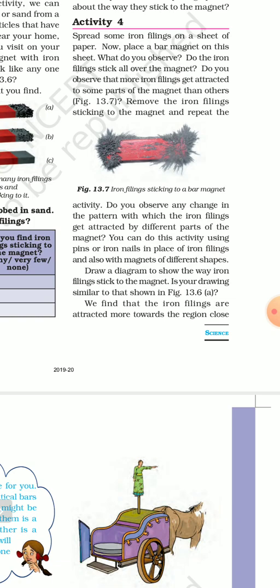Remove the iron filings sticking to the magnet and repeat the activity. Do you observe any change in the pattern? Which parts of the magnet do the iron filings get attracted to? Now, in this activity, you have to take a bar magnet and put it in the iron filings. You will notice that the iron filings are not the same on every side of the magnet, but there are some sides where the iron filings are more, and some other sides where the iron filings are attracted less.